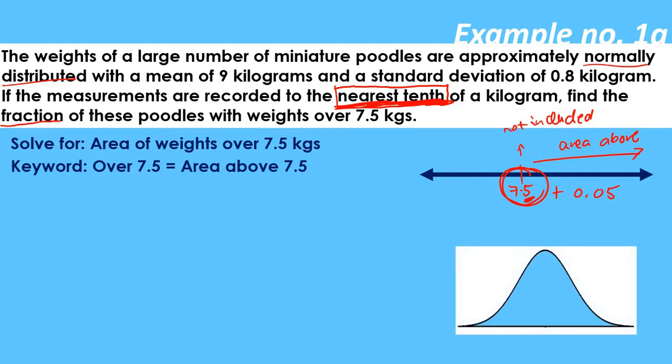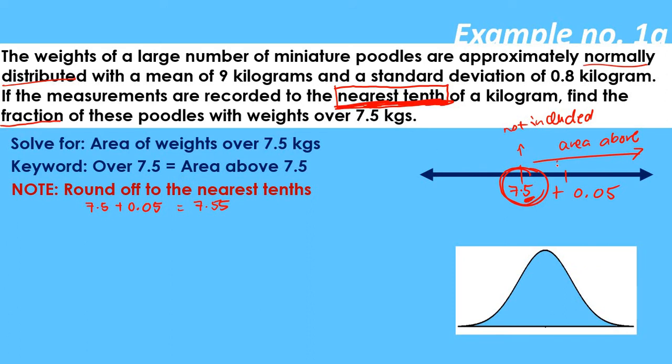Now, why 0.05? It's because we want a value a little over 7.5, and we should be rounding off to the nearest tenths. Now, it's always values like 0.5, 0.05, 0.005, and so on, depending on where you are rounding off. So the new value of x here will become 7.55. 7.55 now is a safe value wherein 7.5 will not be included.